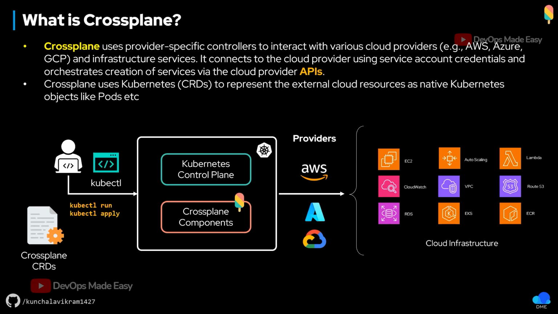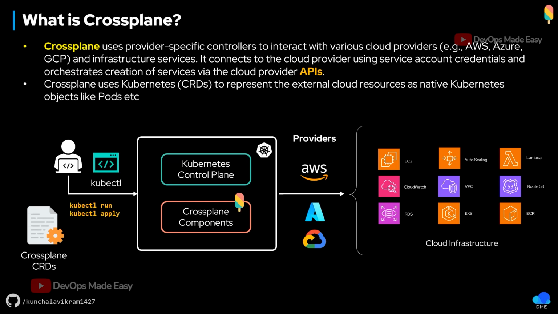Let's say I wanted to talk to AWS to create an EC2 instance. Now what I have to do is run this AWS provider as a controller inside the Kubernetes platform. And now if I create a CRD that creates an EC2 instance, this AWS provider can read that CRD and create that resource for you in the AWS cloud.